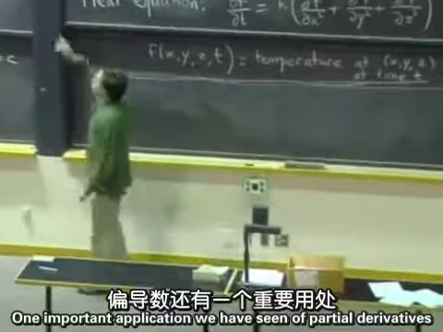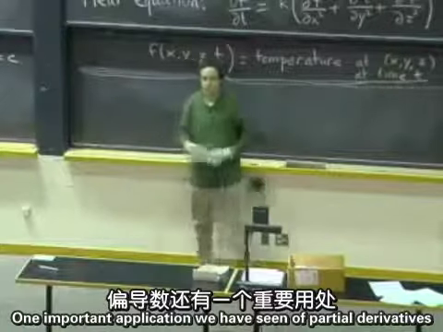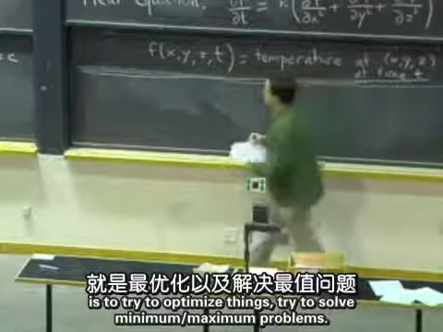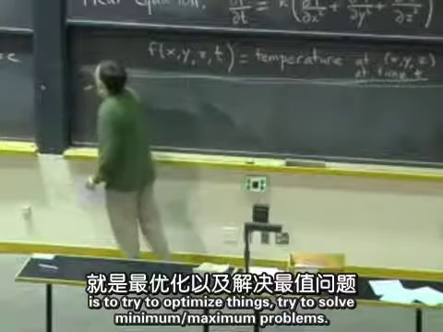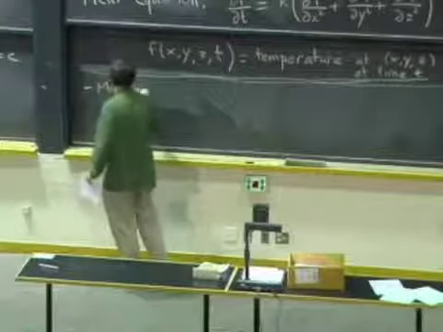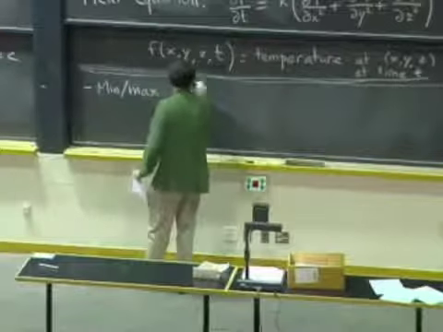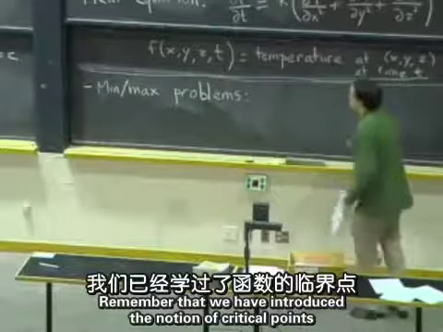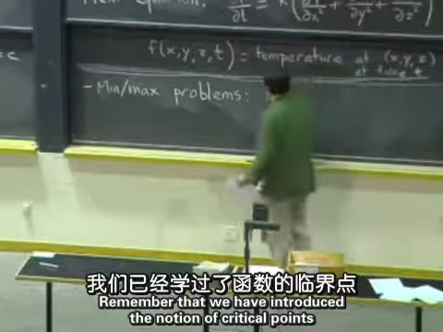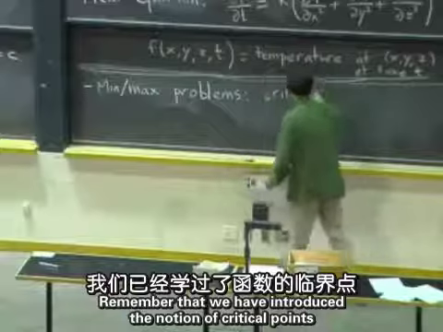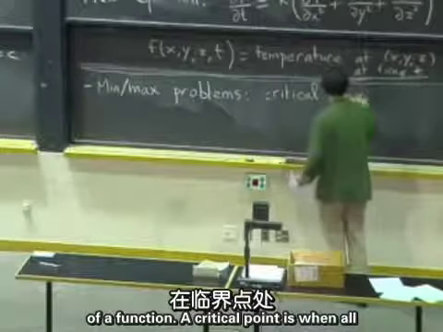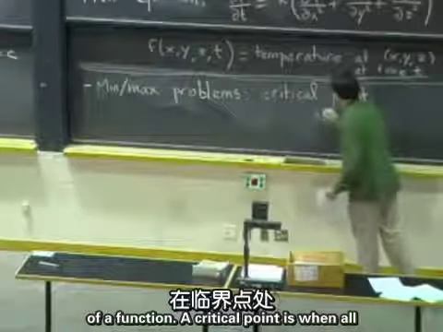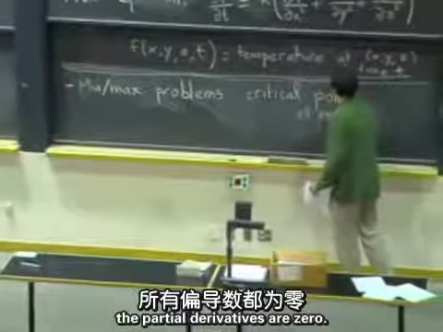So one important application we've seen of partial derivatives is to try to optimize things, try to solve minimum maximum problems. So remember that we've introduced the notion of critical points of a function. A critical point is when all the partial derivatives are 0.